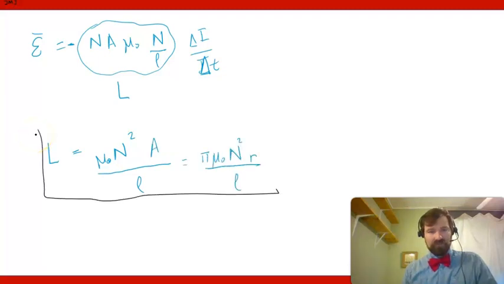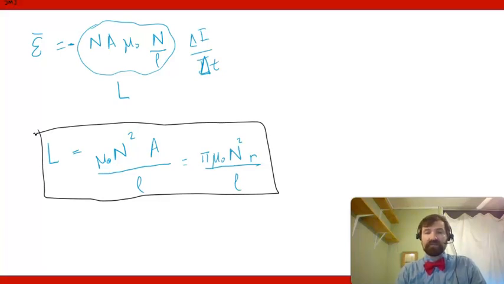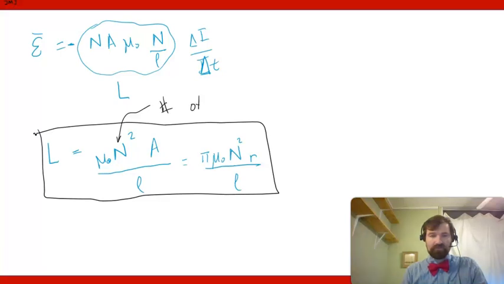Again, the self-inductance for a solenoid is mu naught, the fundamental constant, permeability of free space, times the number of turns squared, times the cross-section area of the solenoid divided by the axial length of the solenoid.